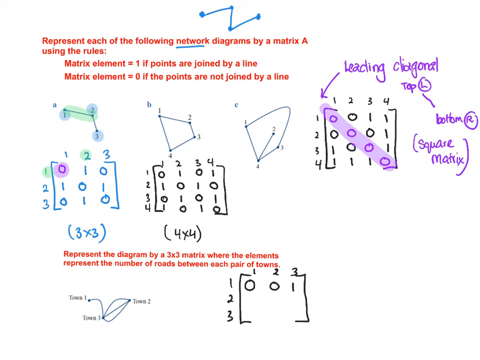Now let's go between 2 and 1. Is there a path? No. Between 2 and 2, they're looping. No. But now between 2 and 3, how many paths are there? 3. Good. Between 3 and 1, there's 1. Between 3 and 2, there were 3. And between 3 and 3, there is 0. Awesome.